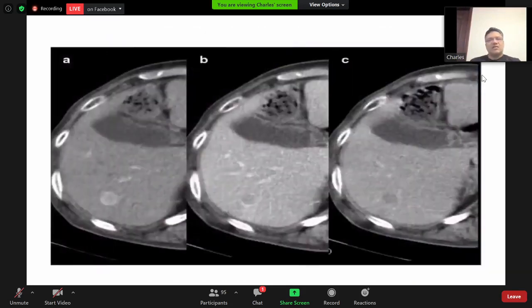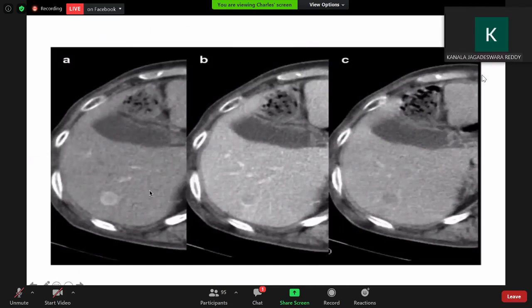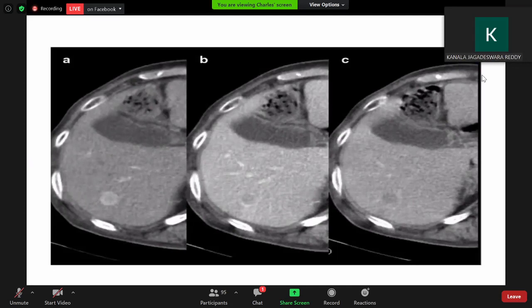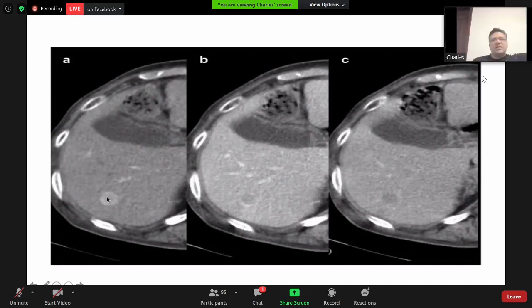And this is a CT. You want to comment on this? Yes, sir. There is arterial enhancement during the arterial phase, with washout in the portal and delayed phases, sir. So you're seeing an arterial enhancing lesion that's becoming hypo to the surrounding liver in the portal venous and the delayed phase. So that's a washout.